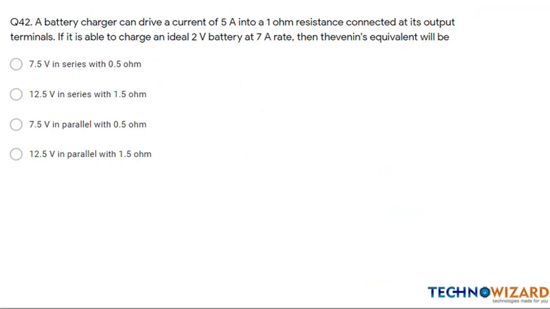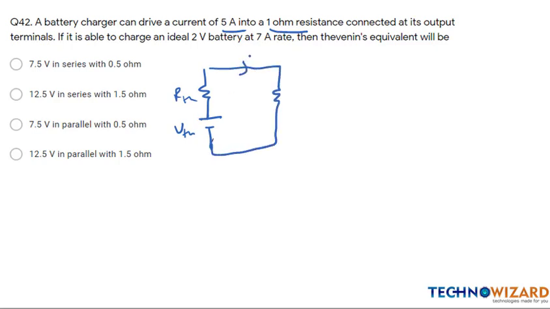Question number 42. This is a bit difficult question because it is a GATE level question. Now how we can do this question, let's see. A battery charger can drive a current of 5 ampere into a 1 ohm resistor. Now this is our first circuit where I have taken VTH and RTH. Now VTH and RTH are supplying a 1 ohm resistance and 5 ampere current is flowing through it.